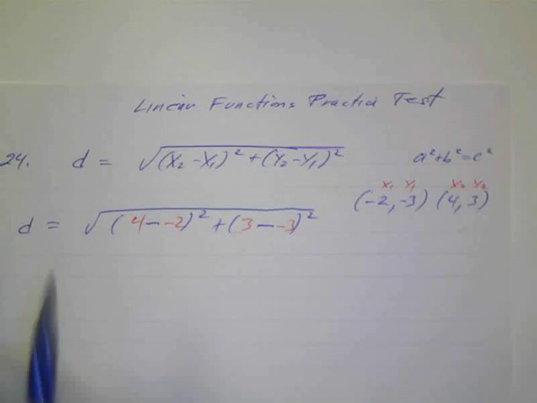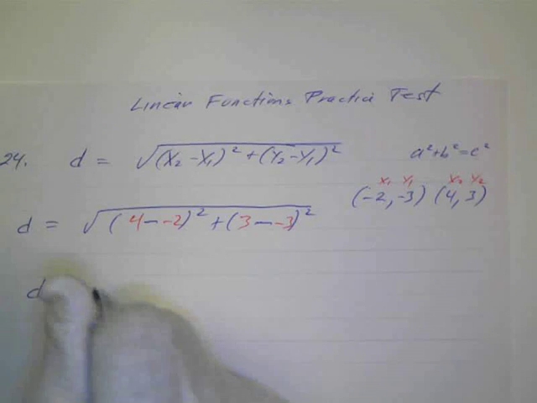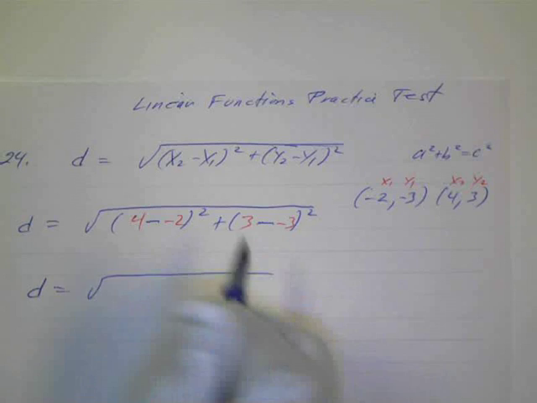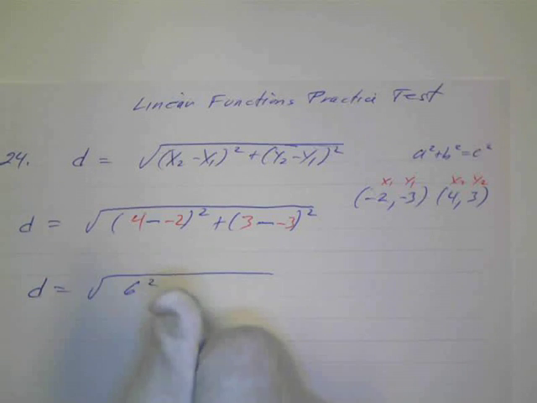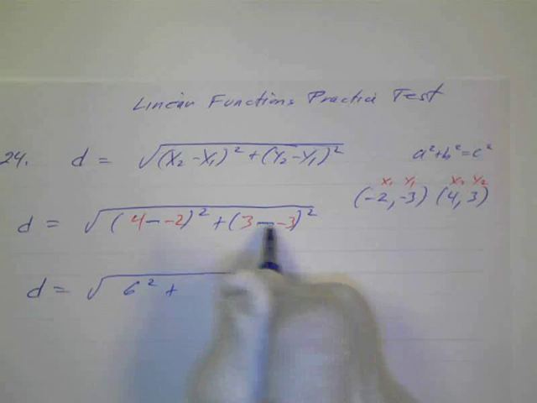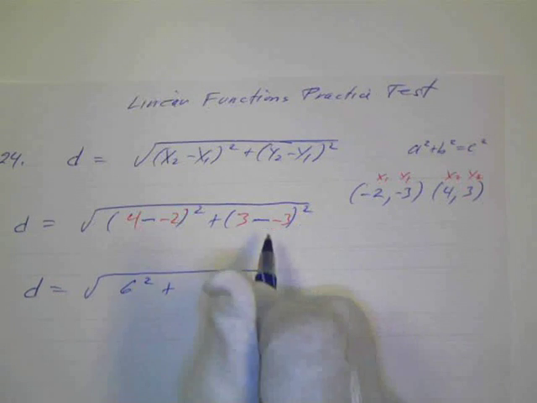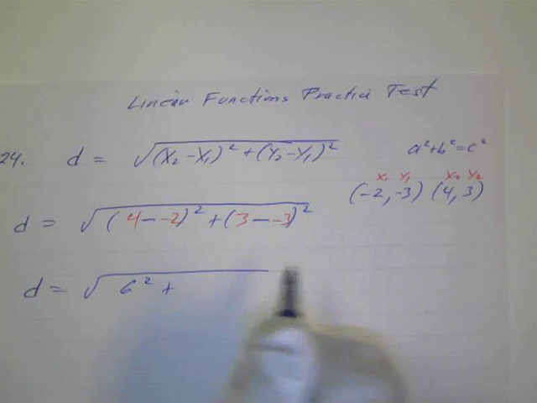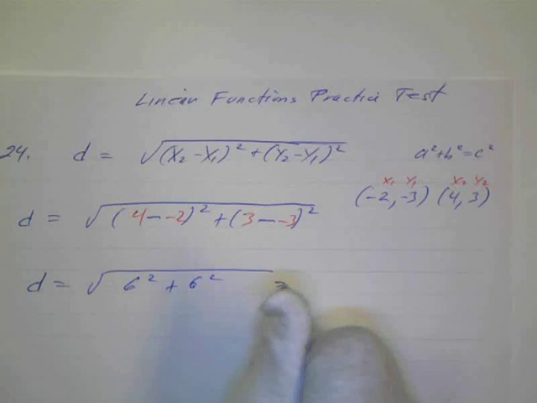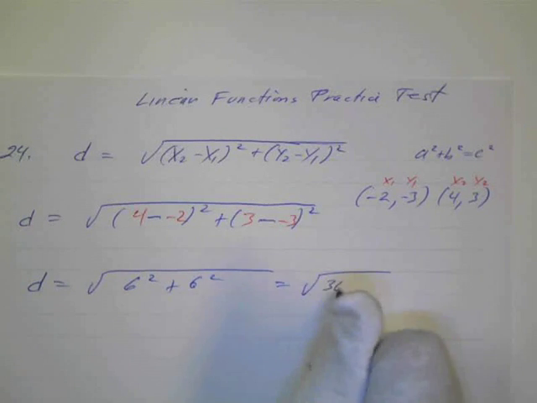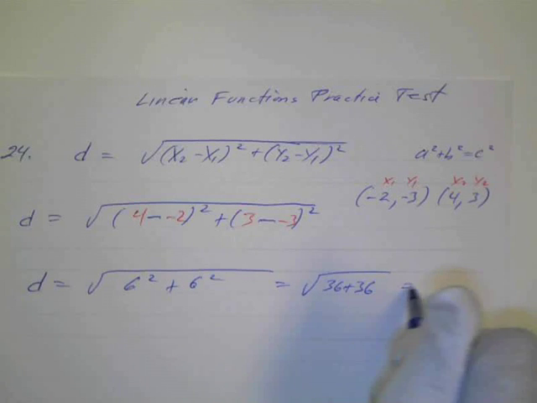And then we'll just simplify that. So 4 plus 2 is 6. So it's 6 squared. And 3 plus 3 is 6. Negative times negative is positive, so that's 6 squared. That equals the square root of 36 plus 36, and that equals the square root of 72.